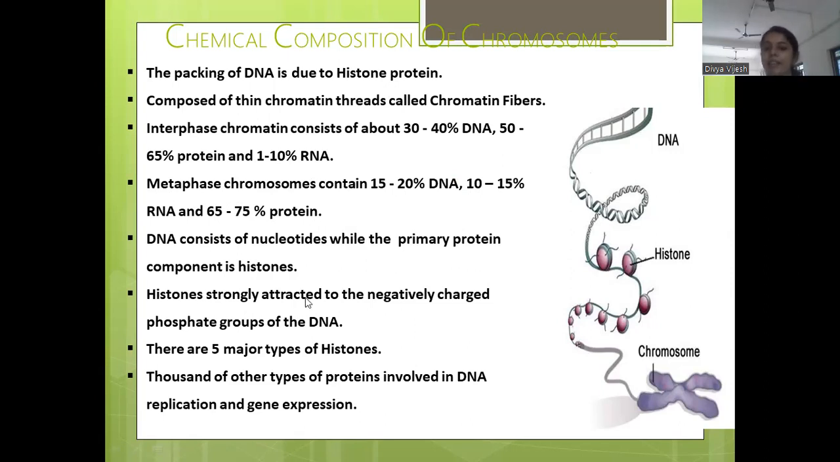And the DNA consists of nucleotides, while the primary protein component is histones. Histones are strongly attracted to the negatively charged phosphate groups of the DNA. And you know, DNA has a double helical structure. We have studied this in +2 also, right? So that's why there are 5 major types of histones, and thousands of other types of proteins involved in DNA replication and gene expression.